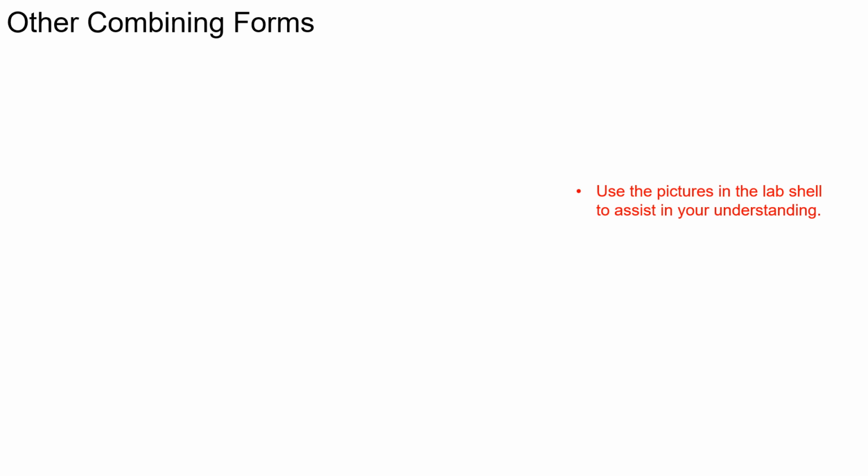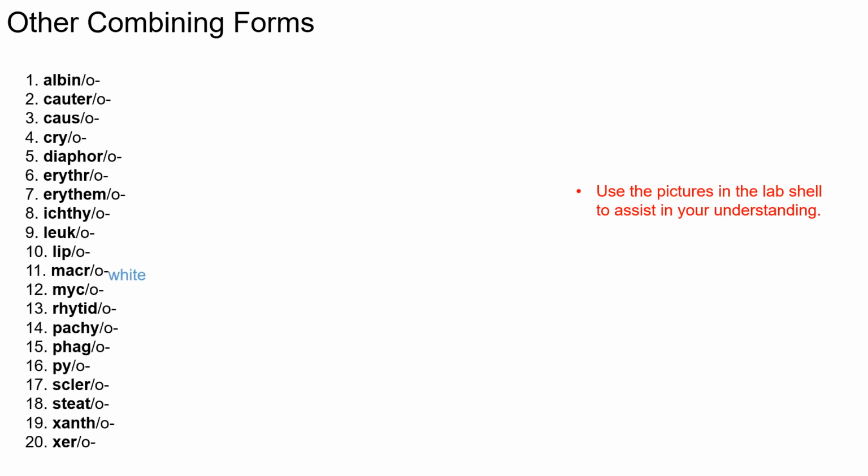There's some other combining forms that you're going to need to know as well. When we look at those combining forms, I'm going to list them all here and then go through them with you. Albino. Albino is a combining form that means white. Cauter means burn. And don't confuse that with caus, which means burning. So the two are very similar but not the same. Cryo is cold.